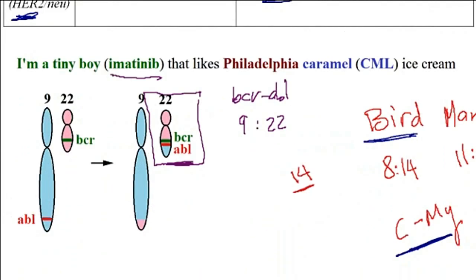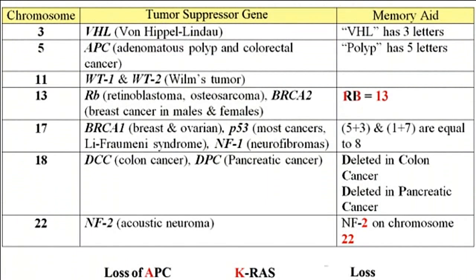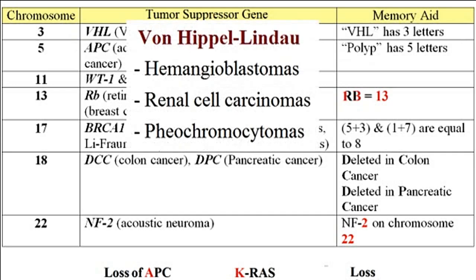Alright, now that we are done with the oncogenes, we can move on to the tumor suppressor genes, which include the VHL, the first one. This gene is located on chromosome 3, and the way you can memorize it is that VHL has 3 letters. Now, the type of cancers that are associated with von Hippel-Lindau, which is an autosomal dominant disorder, include the hemangioblastoma, clear-celled renal carcinoma, as well as the pheochromocytoma.